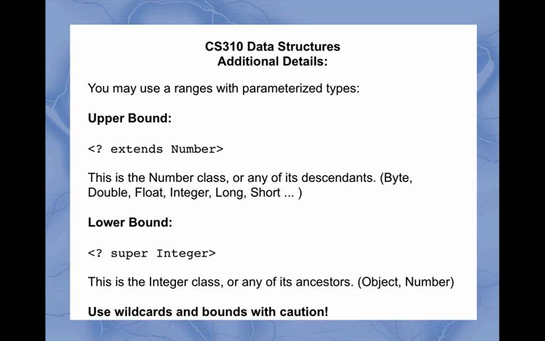If you look at the inheritance hierarchy for class Number, you will see that it is all of the number types: byte, double, float, integer, long, short. The lower bound, ? super Integer, is the Integer class or any of its ancestors. And there are two ancestors of the Integer class, Object and Number. Again, use these with caution because you're relaxing the type safety guaranteed by parameterized types.